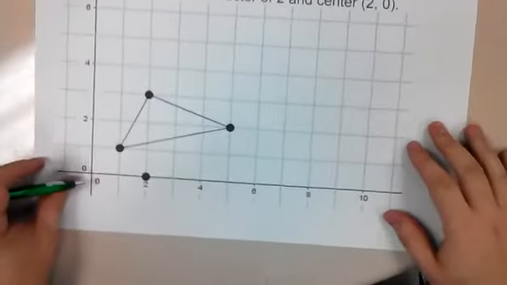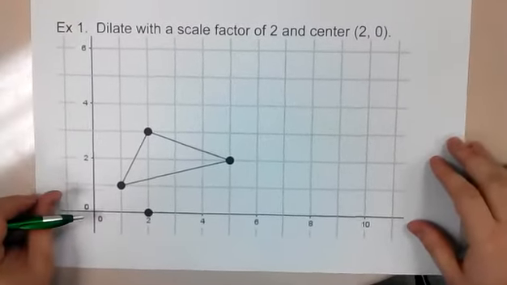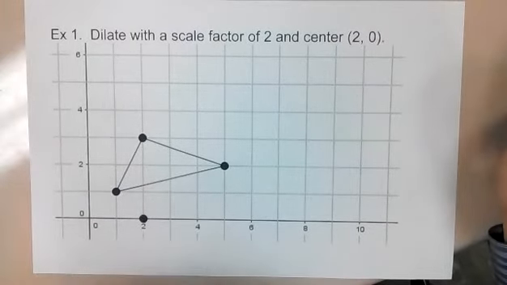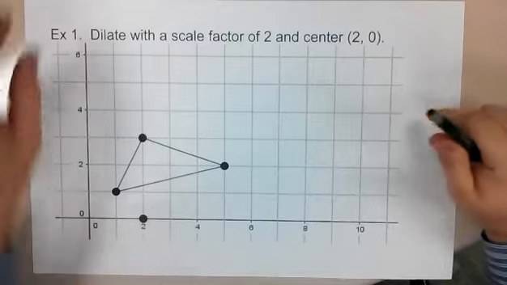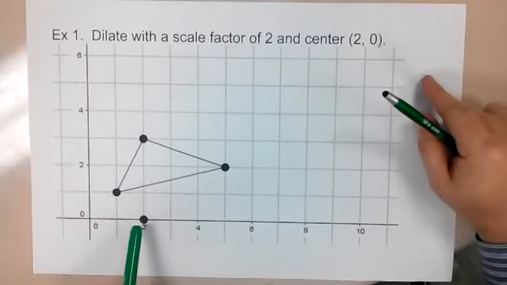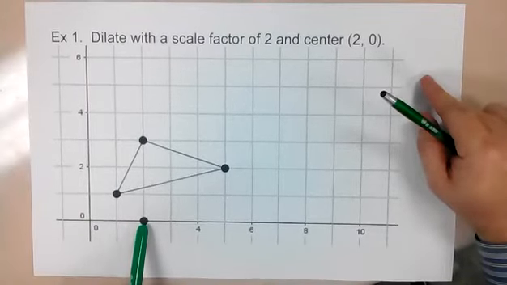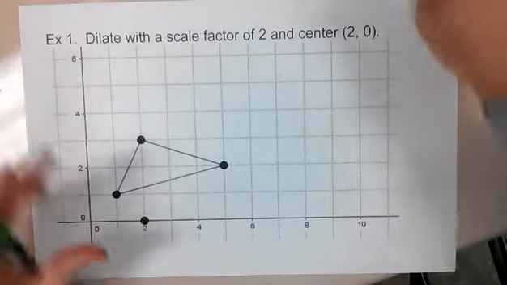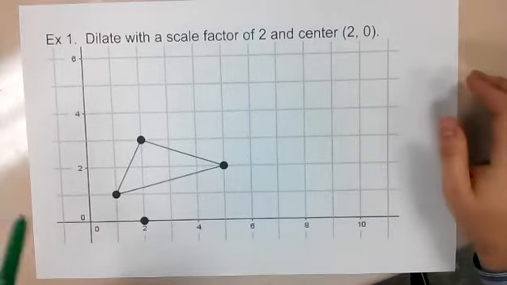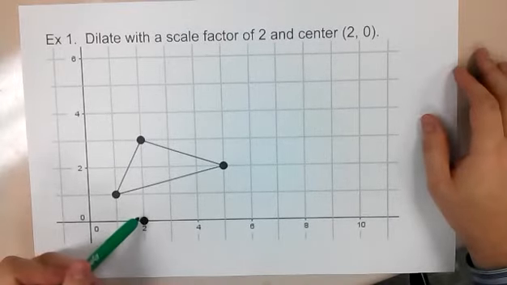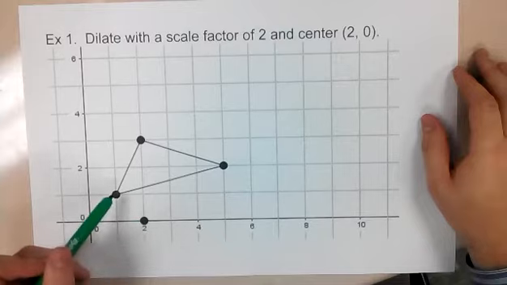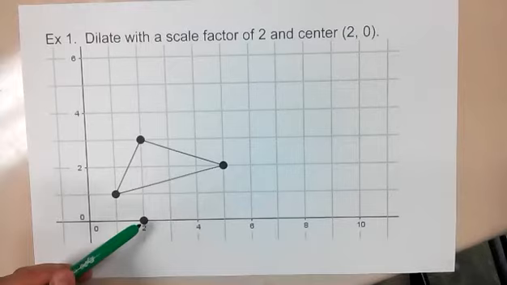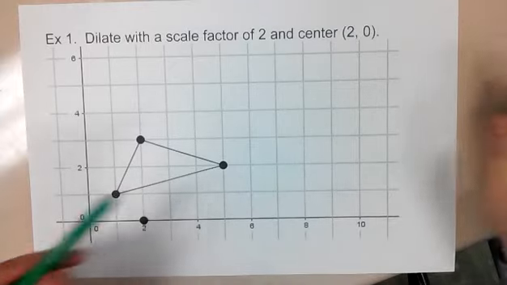Okay, example 1, right? Let's see if I can get that in camera. There we go. Alrighty, so we want to dilate this with a scale factor of 2, and the center is at 2, 0. So here is the center of dilation. From this point, this is like a focal point, we want to make it larger. What I'm going to do is count the distance from this point to this point, then the distance from this point to this point, then the distance from this point to that point.